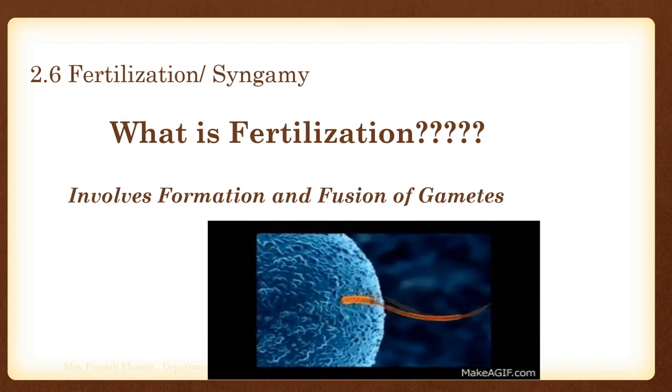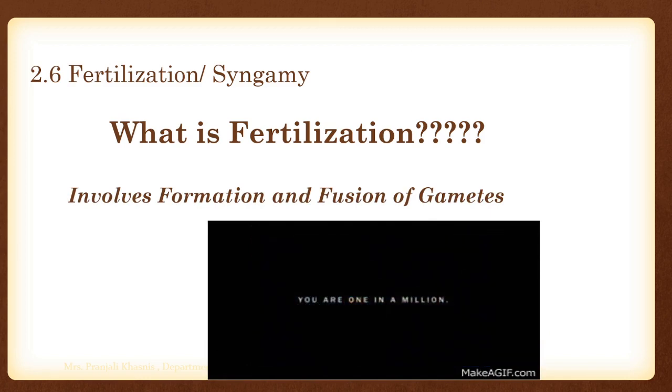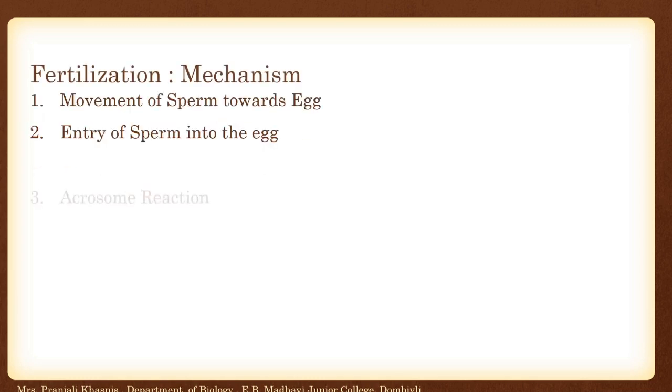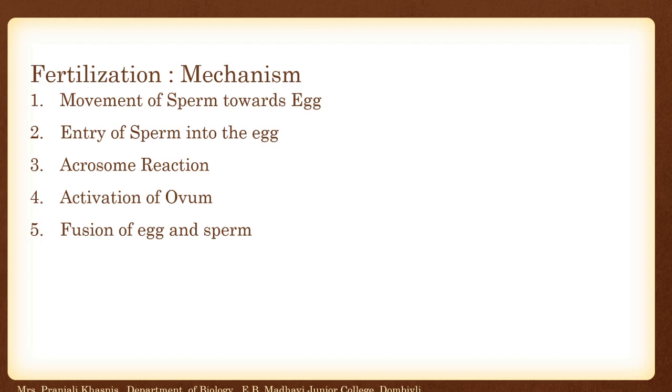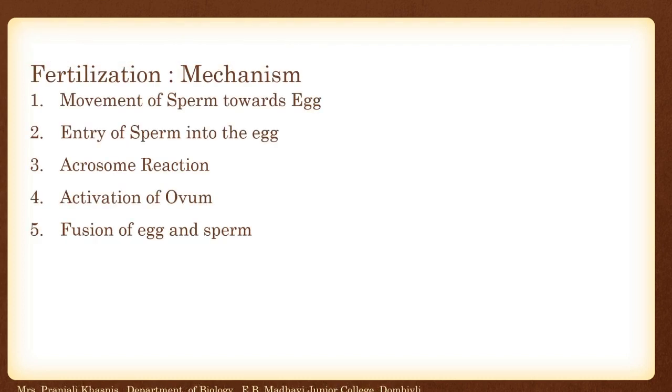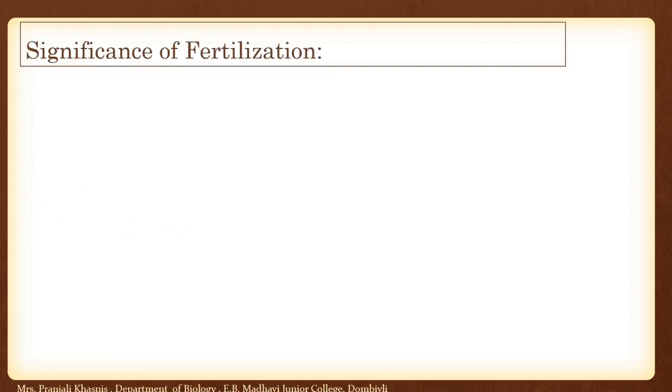Now what is fertilization? It involves the formation and fusion of gametes. Male gamete and female gamete unite to form a zygote. On this topic we saw a small video during our lecture. Fertilization is a mechanism which involves different steps: movement of sperm towards the egg, entry of sperm into the egg, acrosome reaction, activation of ovum, and fusion of egg and sperm to form a zygote.